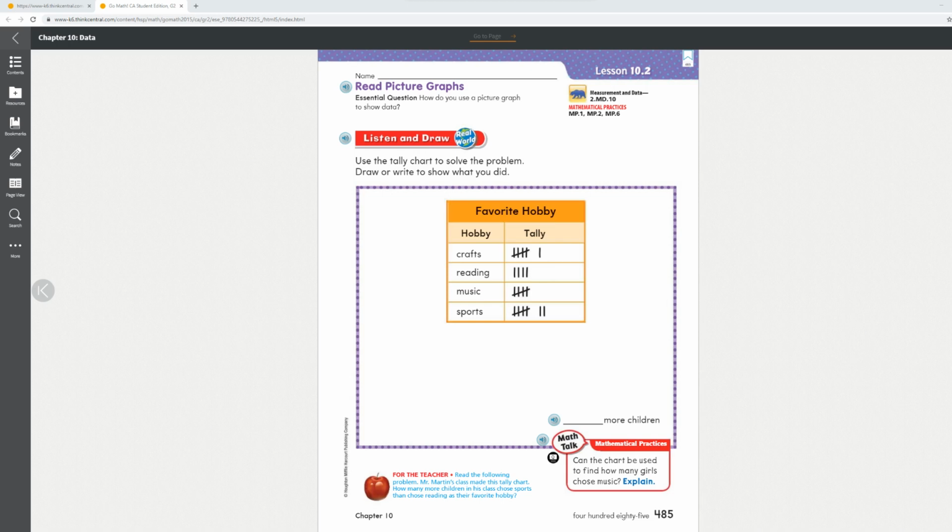Class, we will now be starting Chapter 10, Section 2. Read picture graphs. How do you use a picture graph to show data? So what is one way we can use a picture graph to show data? Well, first we need to look into the vocabulary words for the chapter. So let's take a look at our chapter's vocabulary terms.